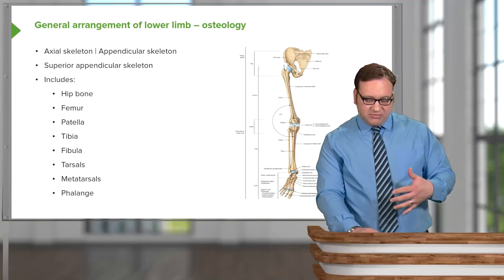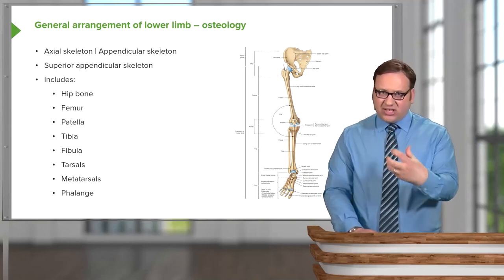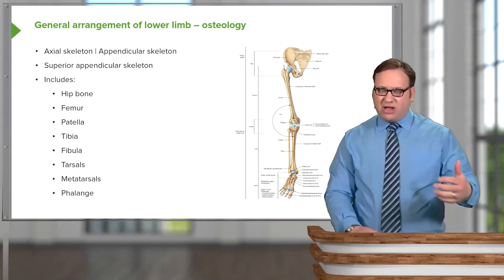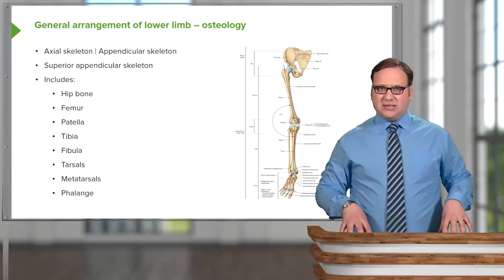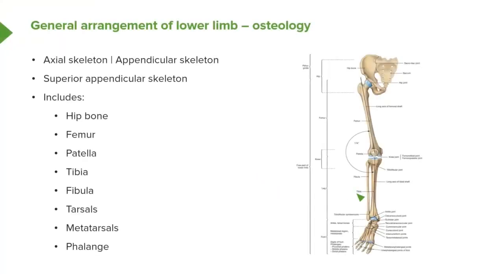Now the axial skeleton, remember, is what supports the body, the core of the body, and attached to the axial skeleton we have the appendicular skeleton, the superior appendicular skeleton being for the upper limb and the inferior appendicular skeleton being for the lower limb. And we can see on the skeleton here the inferior appendicular skeleton. We have the femur, which articulates with the hip bone via the head of the femur, and we can see this is deviated medially towards the midline. So we have this obliquely running long bone, the femur.